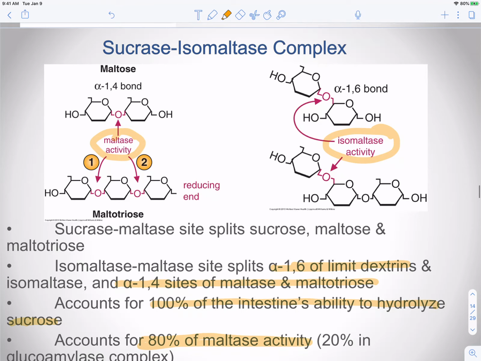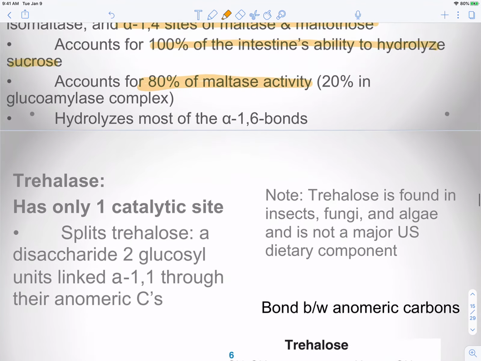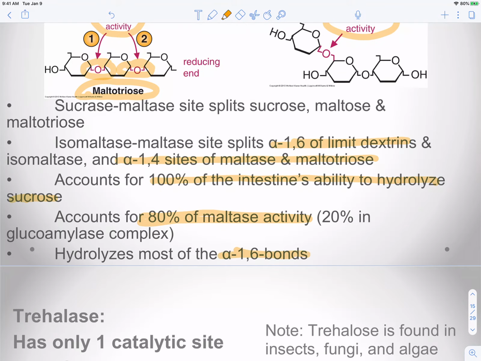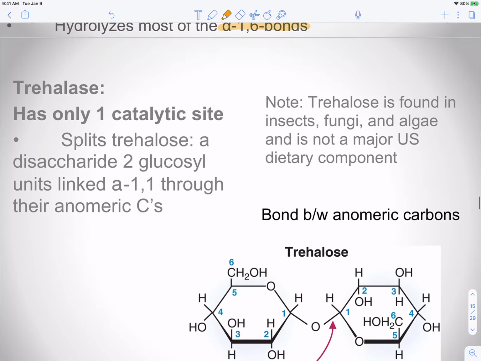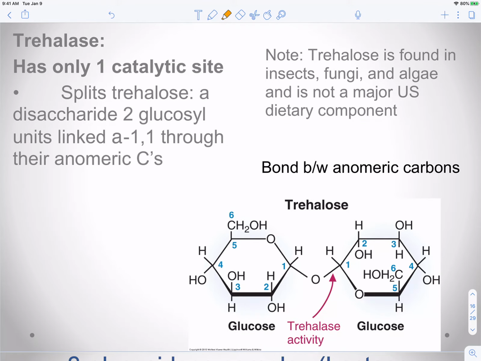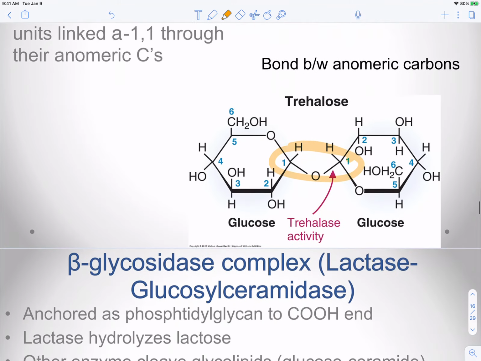And again, maltase, the reason that's important is that you can only absorb monosaccharides, and so you have to be able to split two glucose molecules, which is, of course, maltose. And then also maltotriose, you have to be able to split those alpha-1,4 bonds in maltotriose. This also, of course, hydrolyzes those 1,6 bonds. Trehalase has one catalytic site, again, anomeric carbons, 1,1. This is going to be in insects, fungi, and algae, not major U.S. dietary components. But we do have trehalase activity as well.